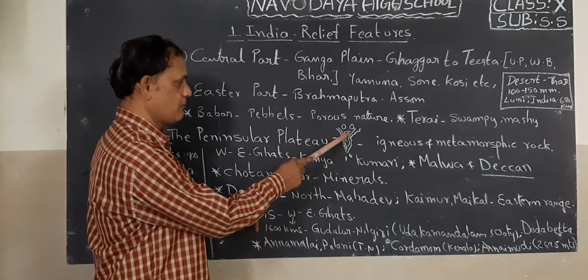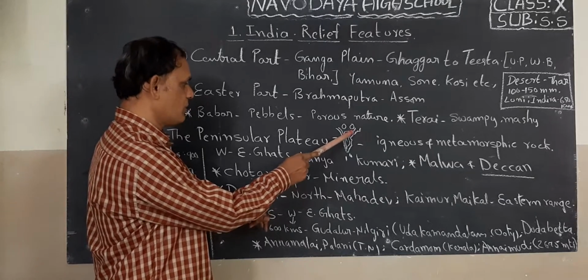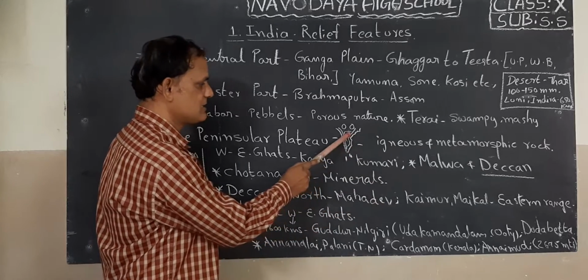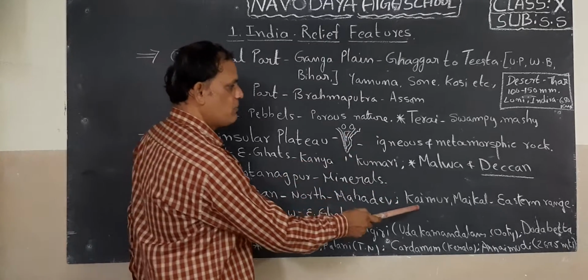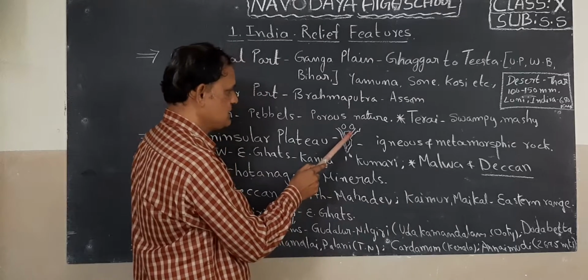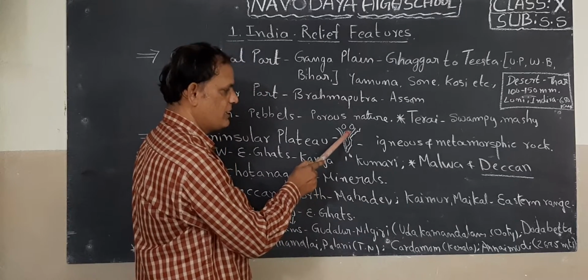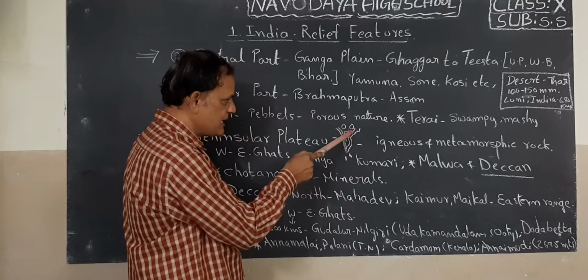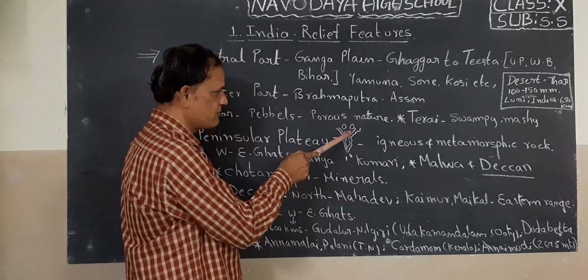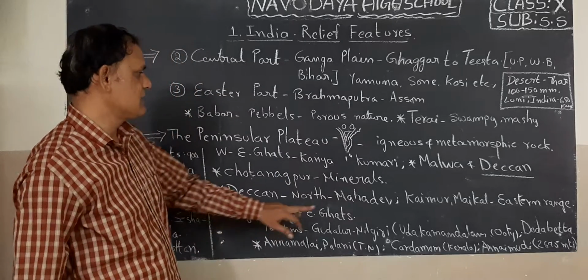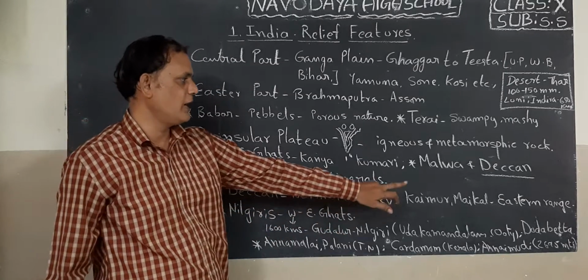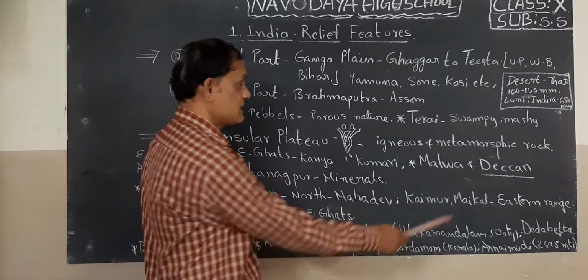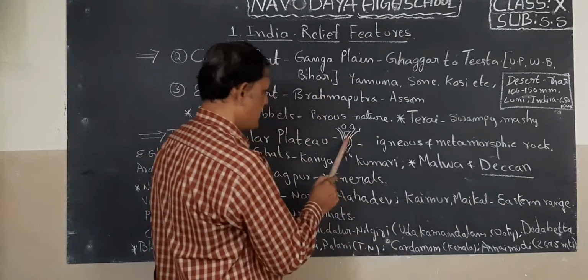Next one, Deccan Plateau, children. So the north part, at the edge, here you can find the Mahadev Hills. Next one, Kaimur and Maikal Range. These are the eastern part we can find in the Deccan Plateau. In the Deccan Plateau we can find some kinds of hills: Mahadev Hills, and Kaimur and Maikal ranges also. Next one, the eastern range here to here.